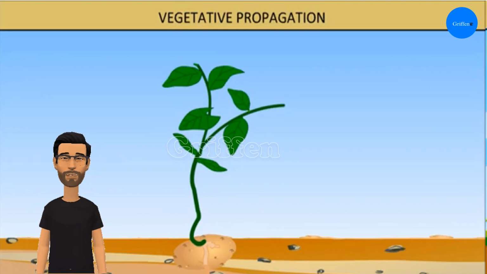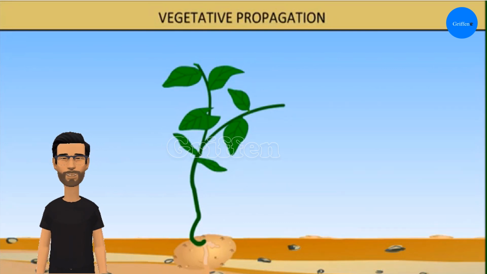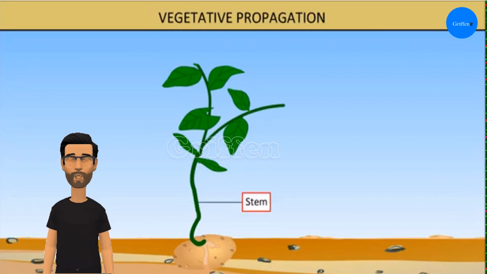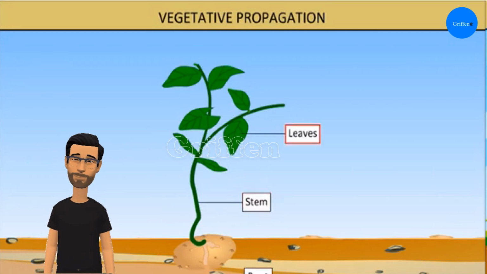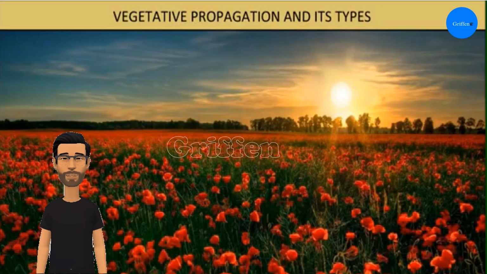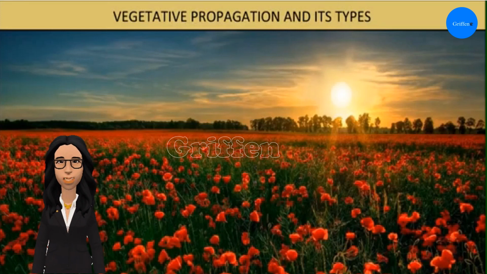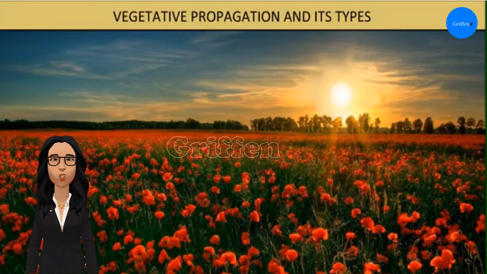Thus, when new plants are produced from parts of the parent plant, such as the root, stem, or leaves, without the help of any reproductive organs, it is known as vegetative propagation. Vegetative propagation can be done by a stem, root, and leaves. Vegetative propagation and its types. Asexual reproduction in higher plants is called vegetative propagation.